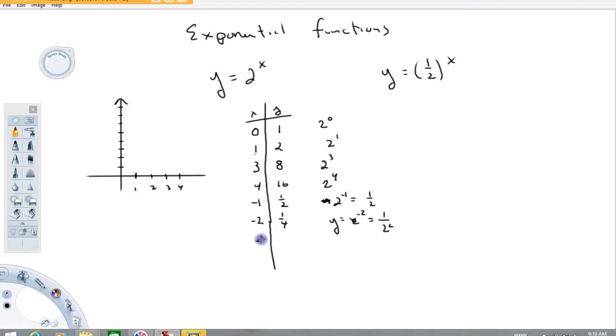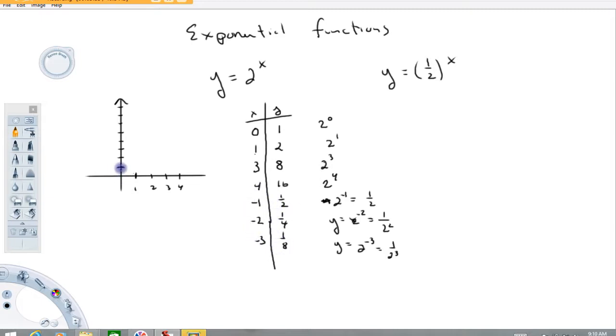Do one more, minus 3. Then y is going to be 2 to the minus 3, which is 1 over 2 cubed, which is 1 over 8. Now you'll notice the pattern here. For starters, you'll notice these are all positive. You'll notice that when x is getting bigger, y is getting bigger, and when x goes to the left, y is getting smaller and smaller and smaller.